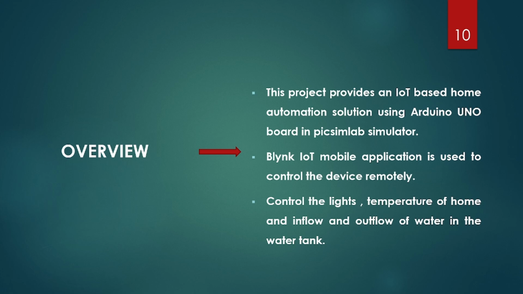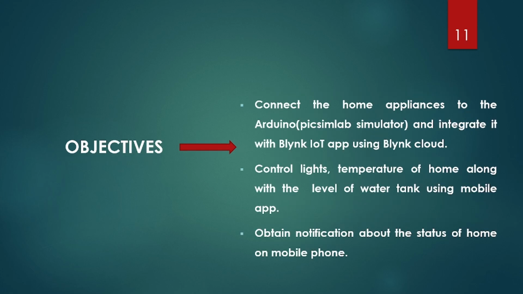Here, we use so many automations like controlling the lights, temperature of home, and inflow and outflow of water in the water tank. So, what are the objectives of this project?